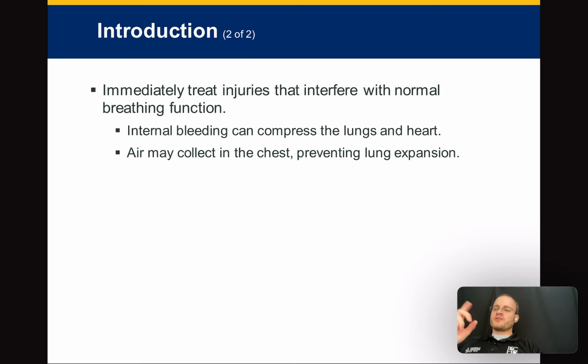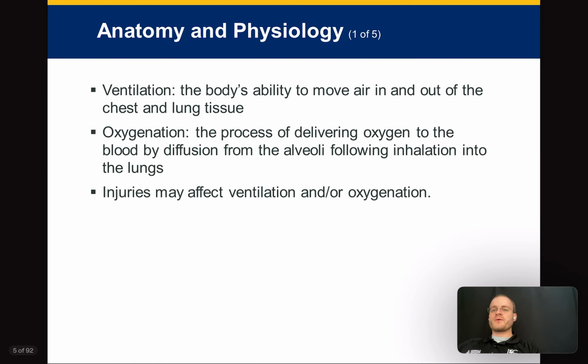Internal bleeding can compress the lungs and heart. What type of shock is that, when we obstruct something by compression? It's obstructive shock, yes. Air may collect in the chest, preventing lung expansion. Again, obstructive shock. If this starts pushing on the heart and great vessels, that is a tension pneumothorax. That's obstructive shock. We'll talk about what those are.